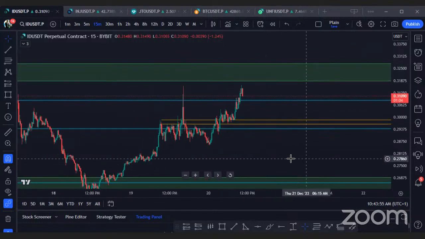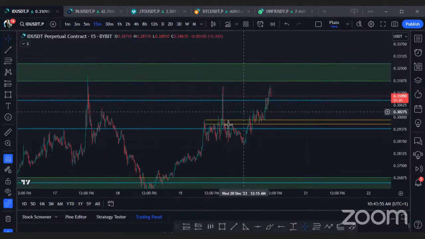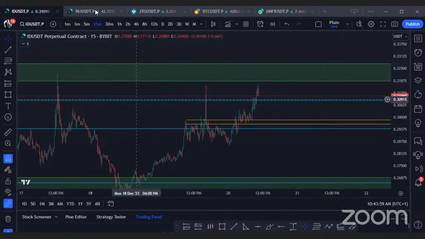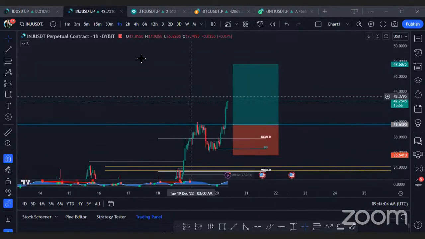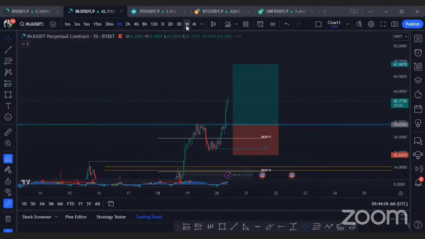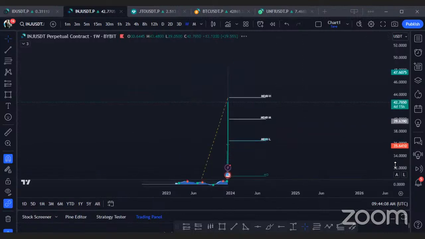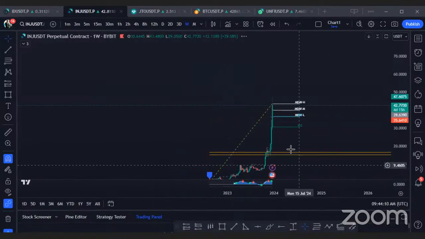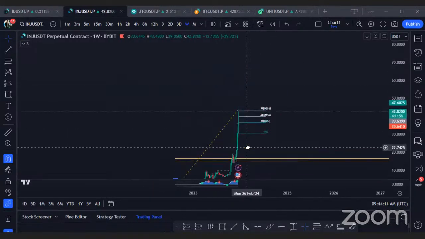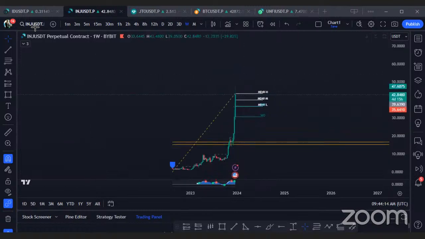Injective could get to $200, right? So buy Injective too, but not now. This is not the time to buy Injective. If you buy Injective right now, you'll be disappointed when it eventually dumps.